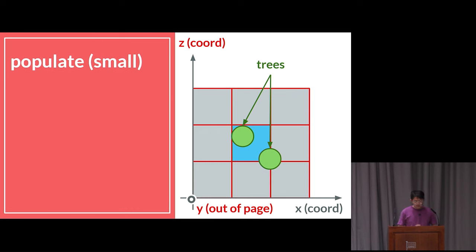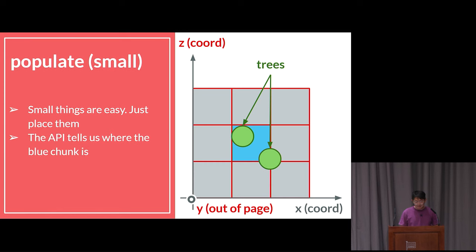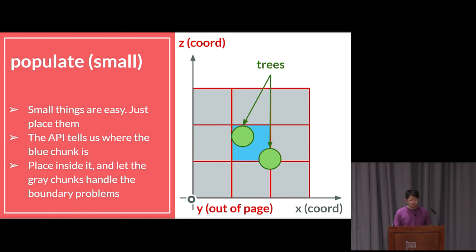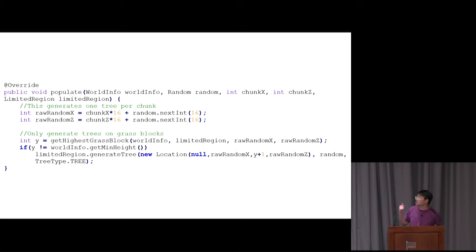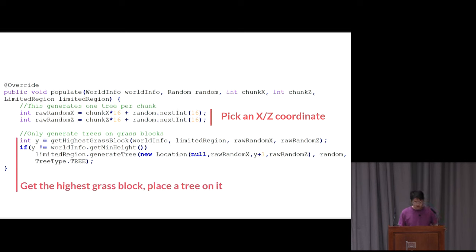For small things, there really is no issue. You just place the tree, you move on with your life, all is well. We are given the coordinates of the blue chunk, and write access to the blue and grey chunks. As long as our object is smaller than the chunk, all is fine. This is the Java code in order to place things. We pick an X and Z coordinate within the blue chunk, and then we find the highest grass block on that chunk in order to place a tree.